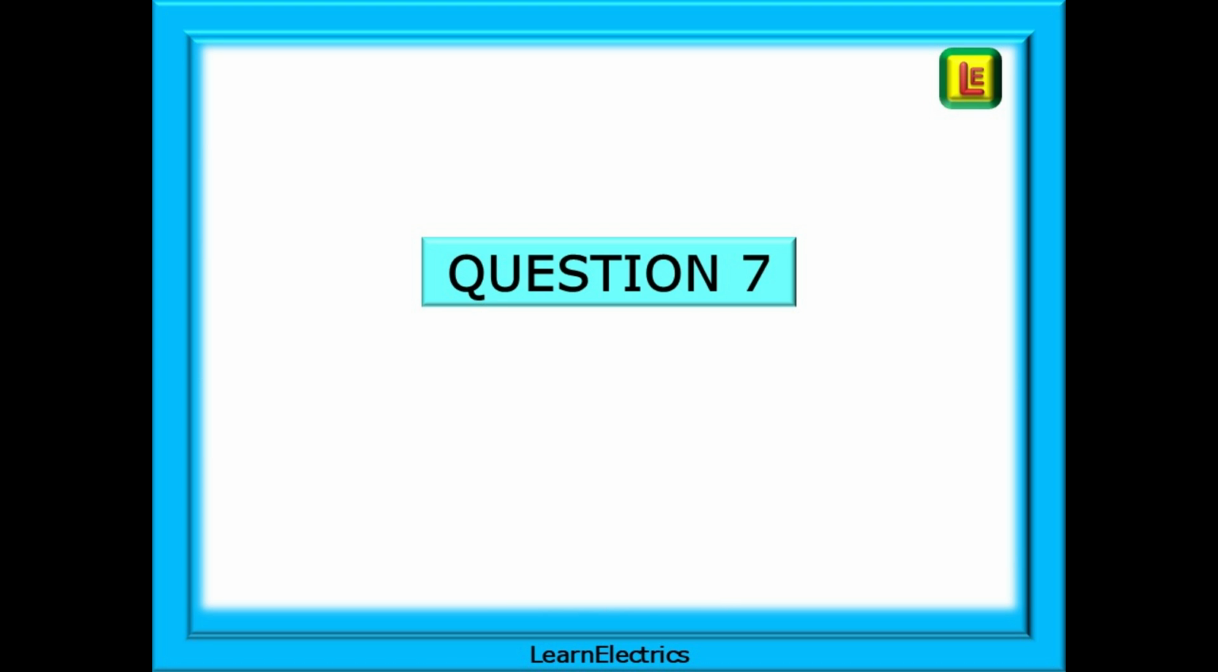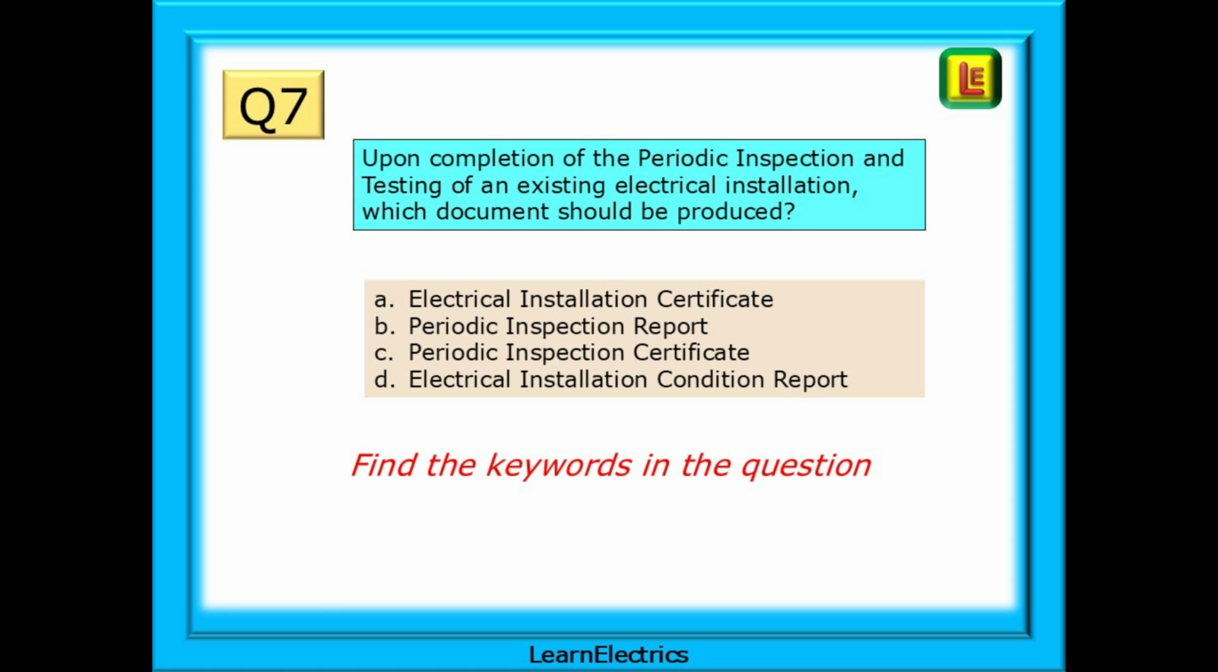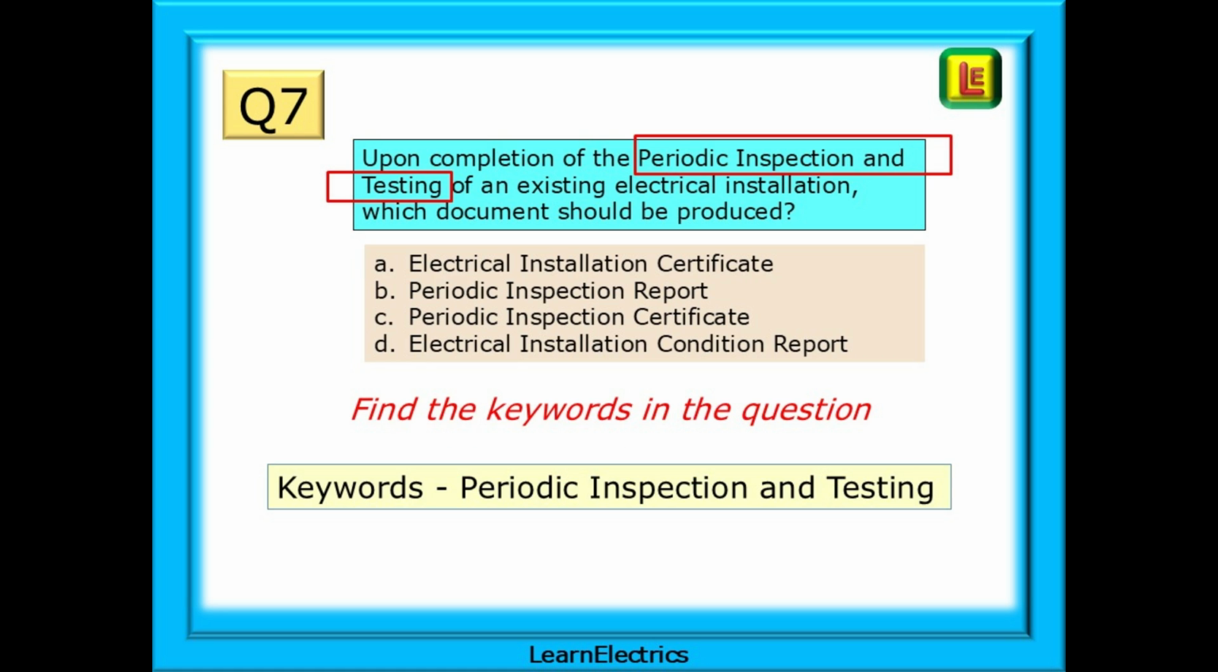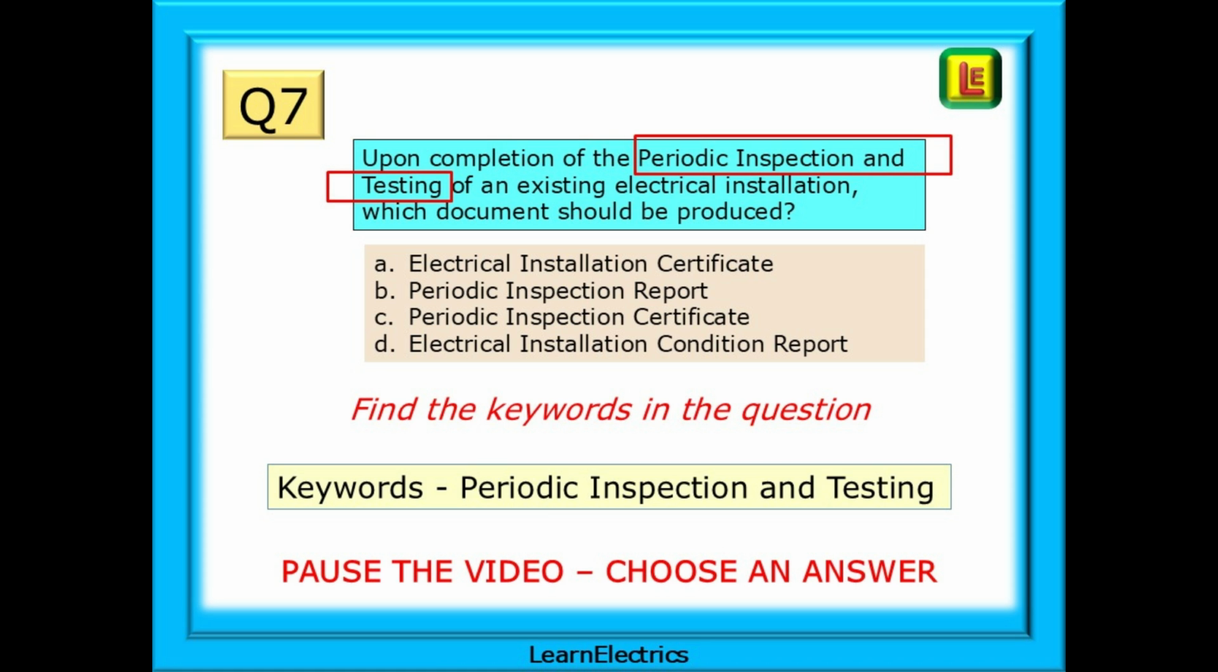Now question 7. The question asks, upon completion of the periodic inspection and testing of an existing electrical installation, which document should be produced? Find the keywords. The keywords here are periodic inspection and testing. Pause the video and choose an answer.